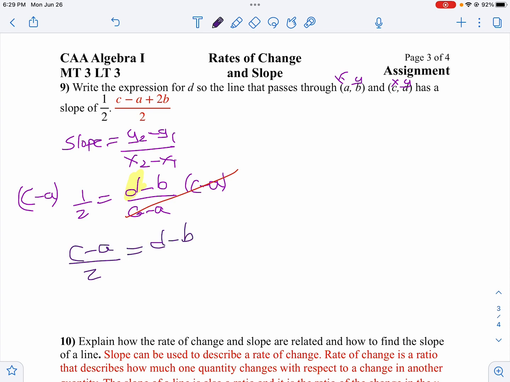Then to solve for d, I'm going to add b to both sides. So I'm going to say c minus a all over 2 plus b equals d. That is the answer I prefer. If you want to get a common denominator, that's where we get a common denominator, and the answer in red is they just put 2b here, 2b over 2, which just reduces to plain old b.